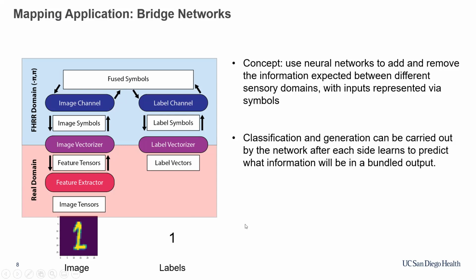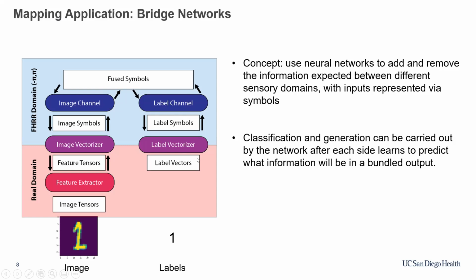One of the nice things that we get out of this architecture is that once you can take this image and this label and convert them into symbols, you can then use the neural network that we have here to predict what it's going to look like when you just bundle these two symbols together. So when you have the symbol from the image one and the label symbol, you can just bundle them together to get this fused representation. And what the neural networks here do is they learn to predict what that bundled symbol will look like, and they can add or remove that information.